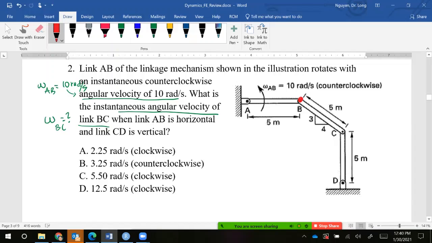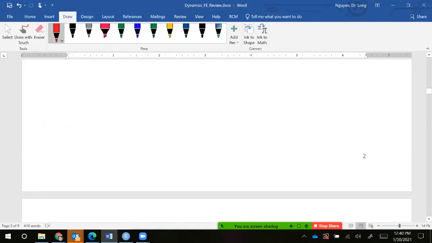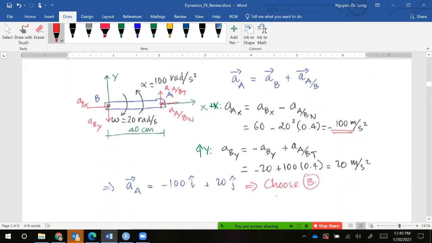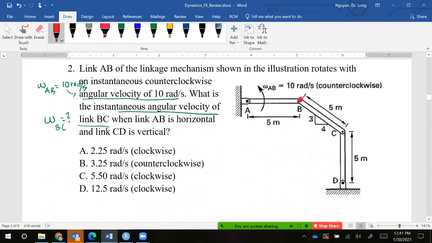So what is that? Angular velocity. In this case, you can use both relative velocity or use the method called ICZV. I'm not sure you remember that, instantaneous center of zero velocity. Since we already saw the relative velocity and relative acceleration in the first problem, I'm not going to repeat that same method.